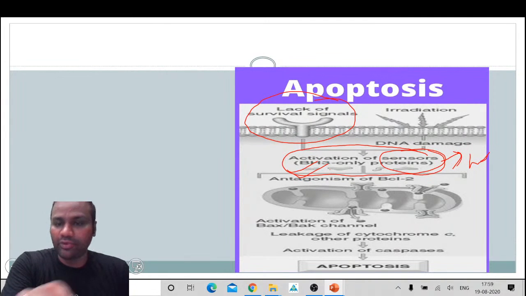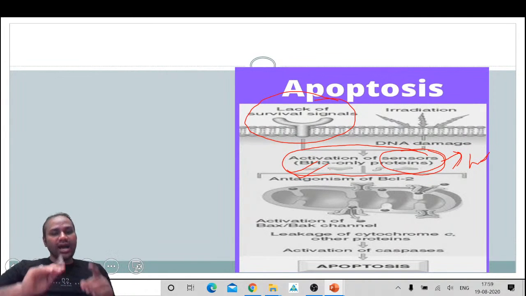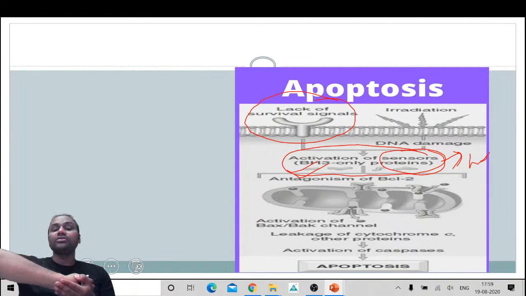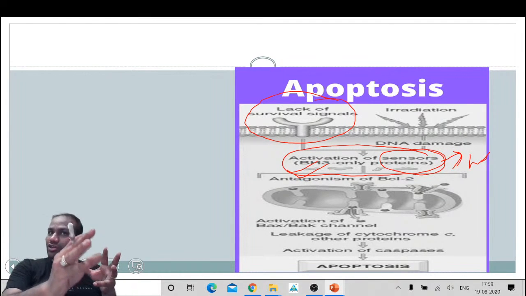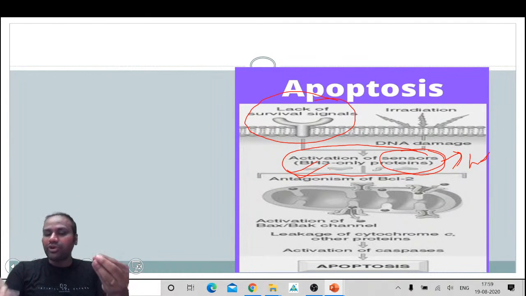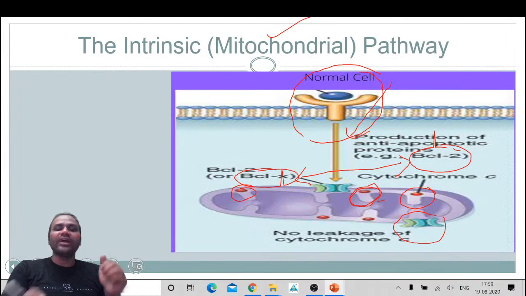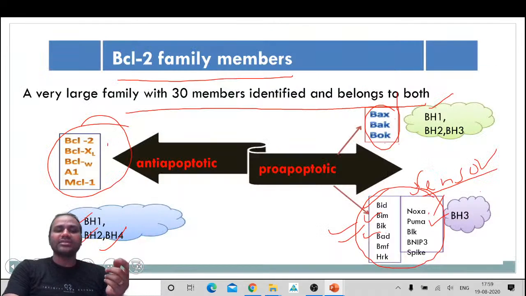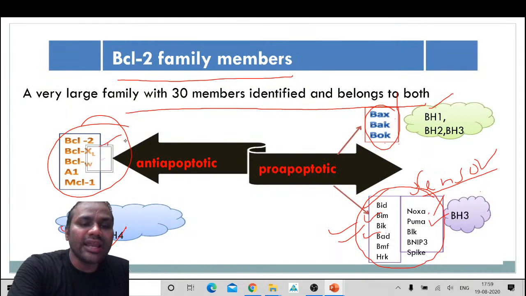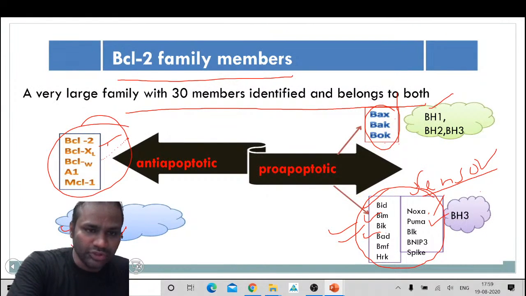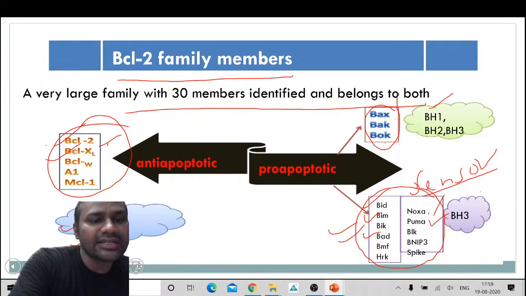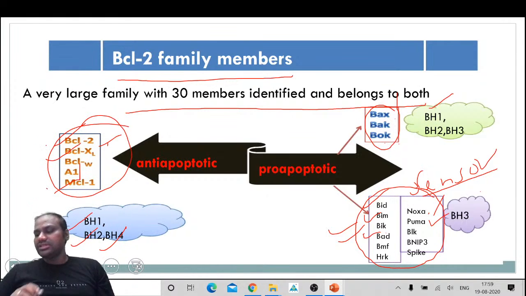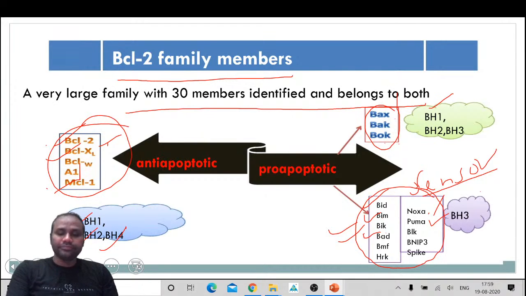So when any of those proteins are activated, they will result in antagonism of BCL2. BCL2 is an anti-apoptotic factor. Or BCL-XL also: BCL2, BCL-XL, BCL-W. You need to remember BCL2, BCL-XL and MCL1. These are three important ones which you must remember.